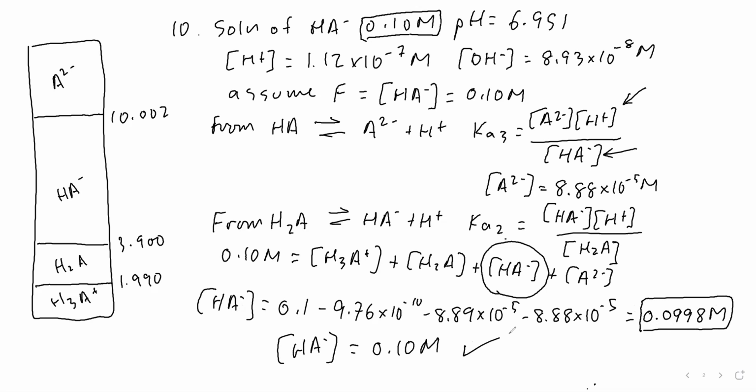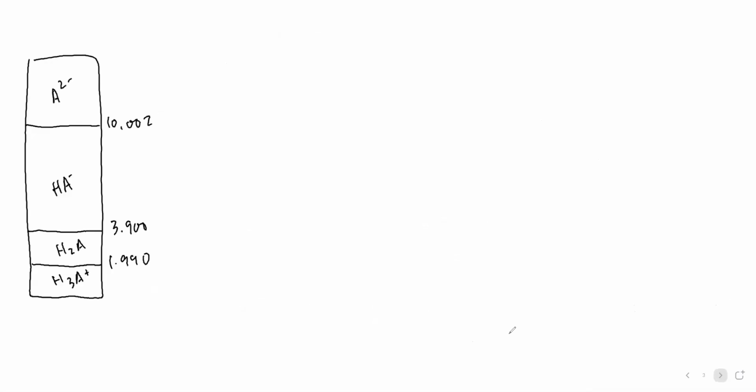All right, final problem is number 11. And in number 11, we've got a solution at pH 4.20. So where are we? We're right about here in the pKa diagram, and in the concentrations of all the species. What we can see is that we're within 1 pH unit of pKa2. So this solution is a buffer.